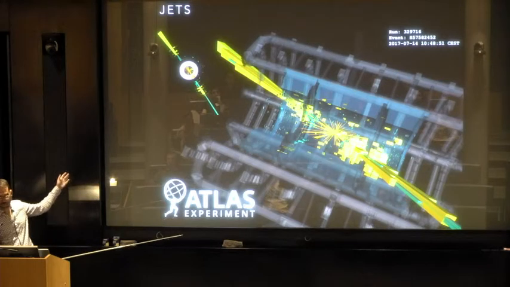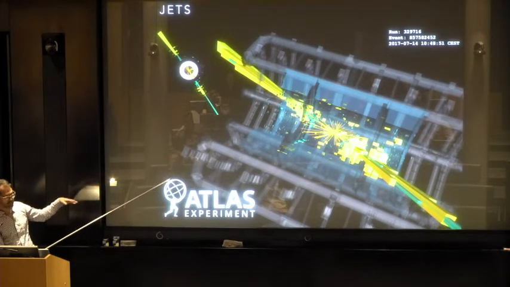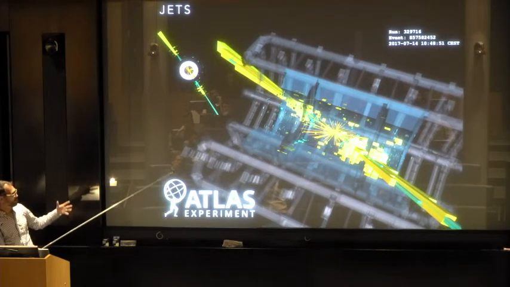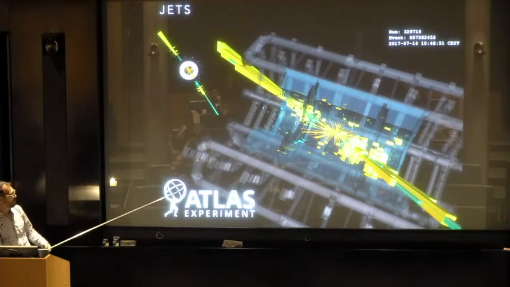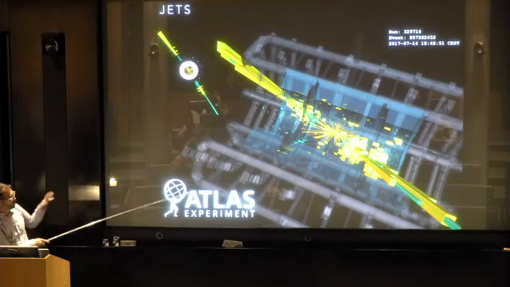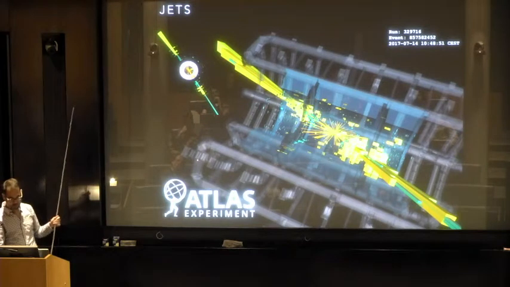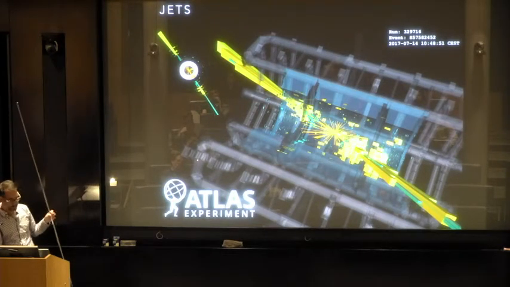When you collide protons at the LHC at very high energies, usually what you get out are these things called jets, because they came from quarks and gluons. Those are the things that you make the most often. It's a big spray of particles that's roughly collimated. This is what they look like.